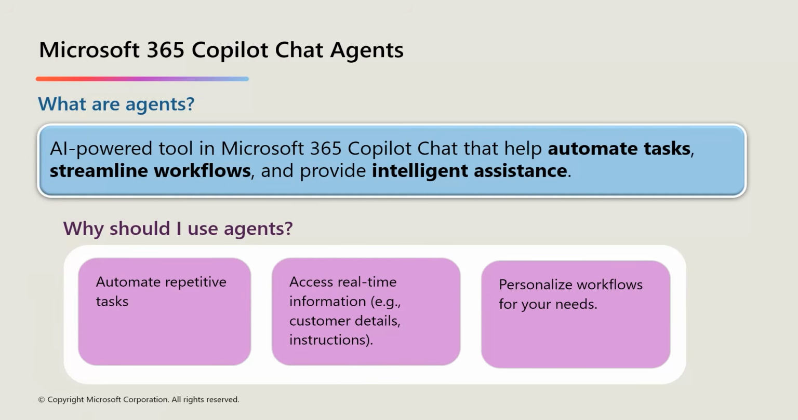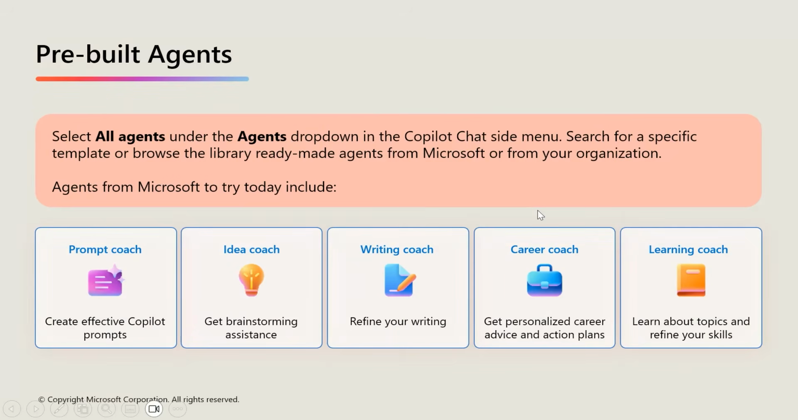Agents are ways to automate these processes. I can do this in real time, and I can personalize these workflows as well. Now, Microsoft has created a number of agents that I can use. An example of these agents that we have created is, for example, the prompt coach. I did mention that Copilot is a great prompt writer. Prompt coach does exactly that. I can write a prompt, and I can say, make this prompt more effective, more clear, more concise, and that's what Copilot is going to do.